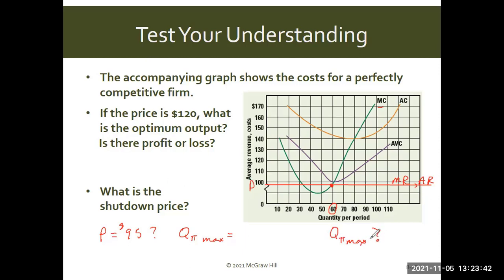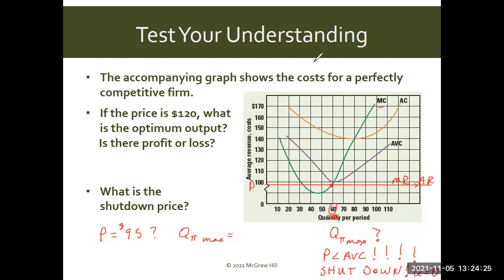But, and it's a big but, price is less than average variable cost. Right? Price is here. Average variable cost is higher. So what do you do? You shut down. What quantity do you produce? Quantity equals 0. Not 60. We determine that you shut down. So the quantity that this company is going to produce is 0 if the price is 95.